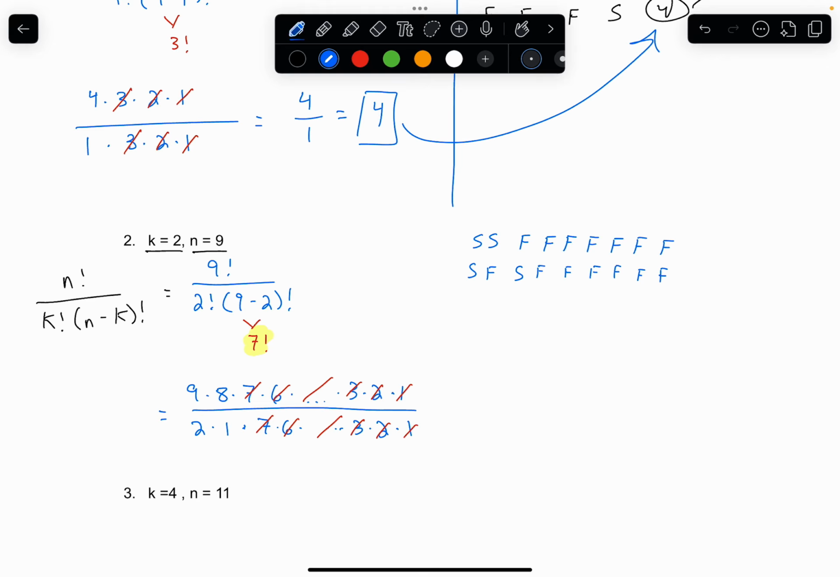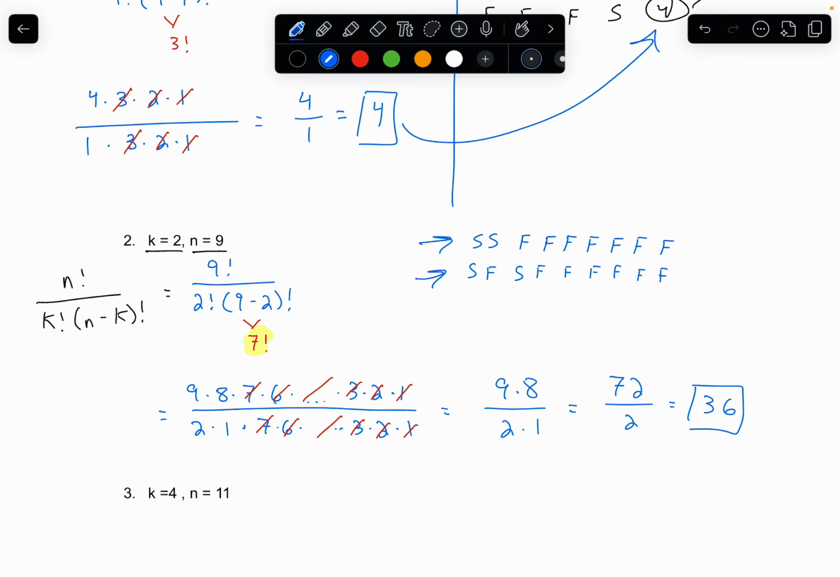So what am I left with? In my numerator, I just have 9 times 8, and in my denominator, I just have 2 times 1. So 9 times 8 over 2 times 1. 9 times 8 is 72, divided by 2, I should end up with 36. So that's the total number of ways that I can arrange these 2 successes in 9 trials. I would have had to list 36 of these different outcomes every single time, and that's a pain to do. It's not feasible for us to do for every single problem.